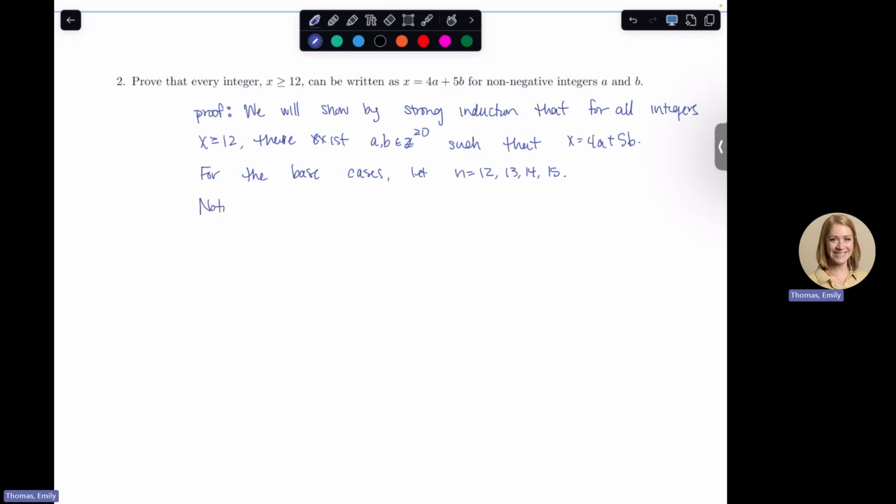Notice 12 is equal to 4 times 3 plus 5 times 0. 13 is 4 times 2 plus 5 times 1. 14 is 4 times 1 plus 5 times 2. And 15 is equal to 4 times 0 plus 5 times 3. It's like this give and take, minimum number of 5 cent stamps, minimum number of 4 cent stamps. So that's the base cases hold.